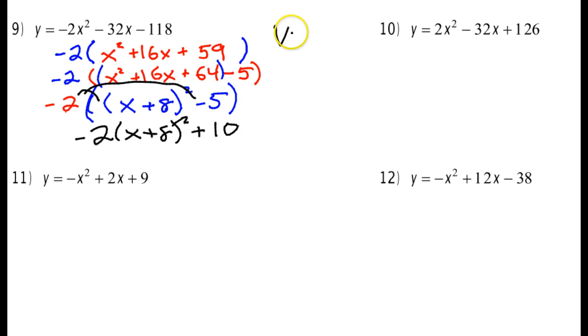So my vertex is what? Close. Negative 8. Yeah. And it's a coordinate, so parentheses.